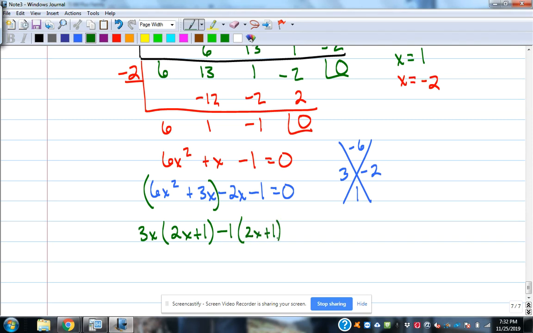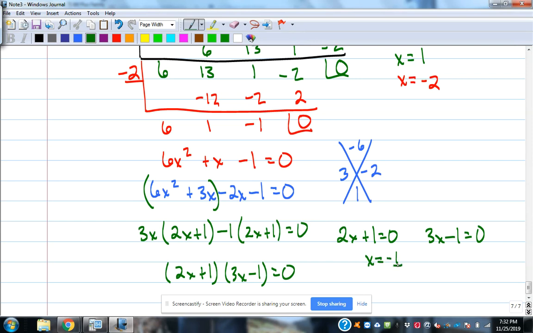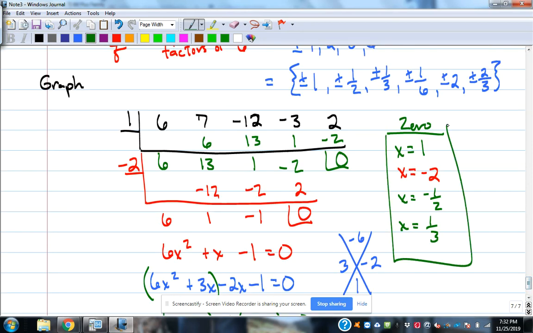-1. So we have 2x plus 1, 3x minus 1. And then what do I do with each of those factors? Set them equal to 0. -1/2, 1/3. So I get x equals -1/2, x equals 1/3. All of my zeros are right there for that polynomial. They were all real numbers.